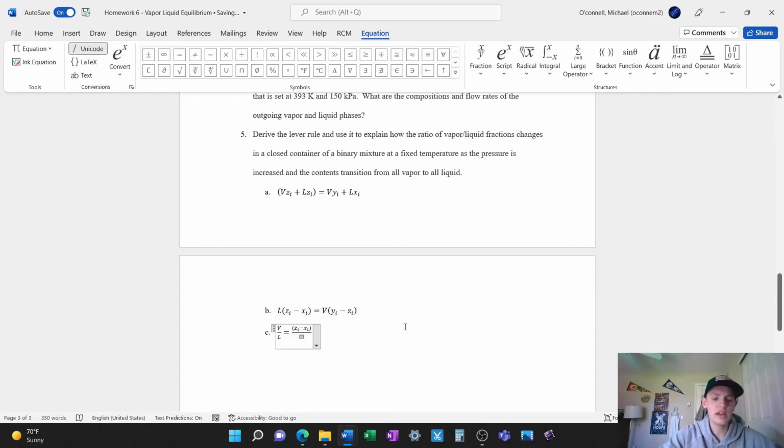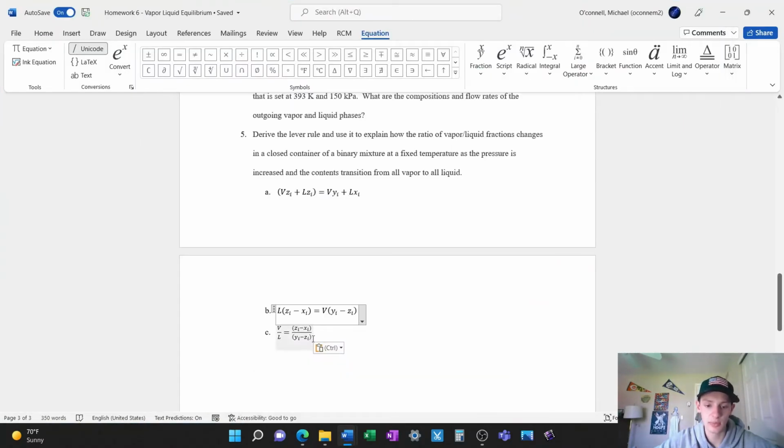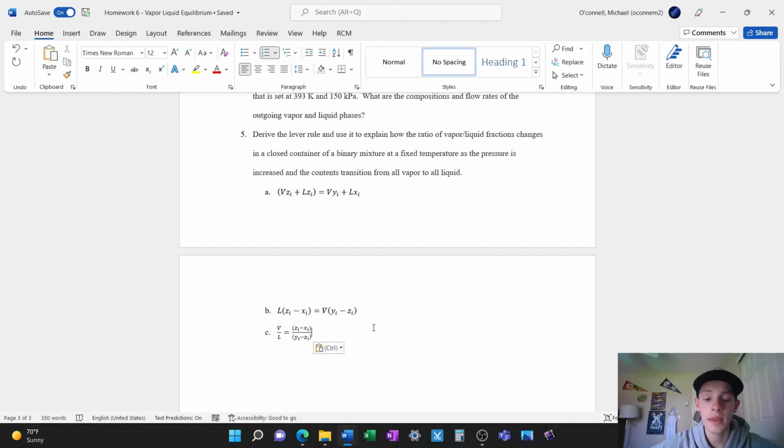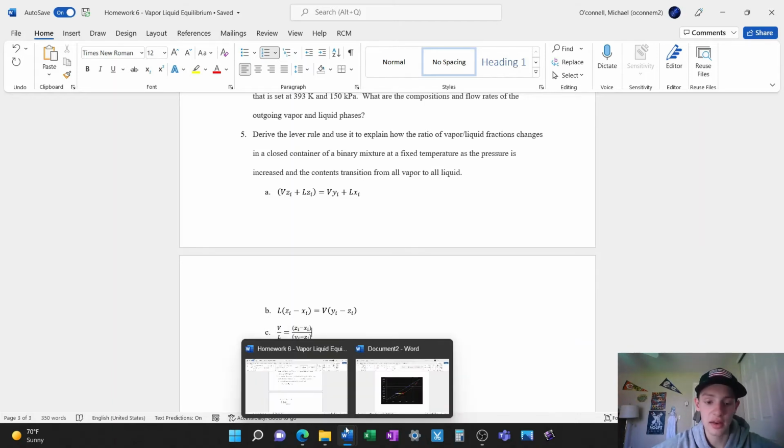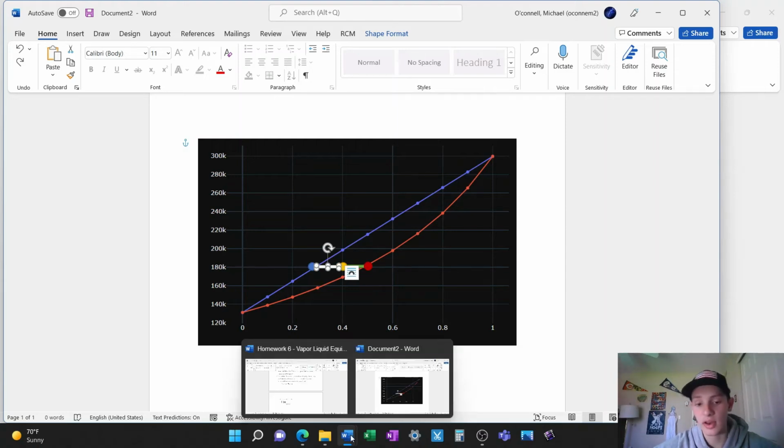What we need to think about here, back to our plot, is what actually is being described by this z minus x and the y minus z. The lever rule is basically saying that the ratio of vapor to liquid phase that we would obtain for our binary mixture here is equivalent to the ratio of these two distances, white over green in this case. Now, why do I say white over green instead of green over white?